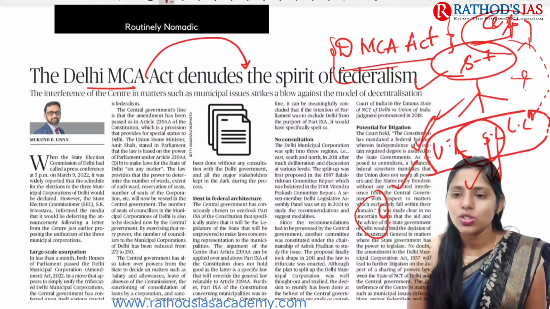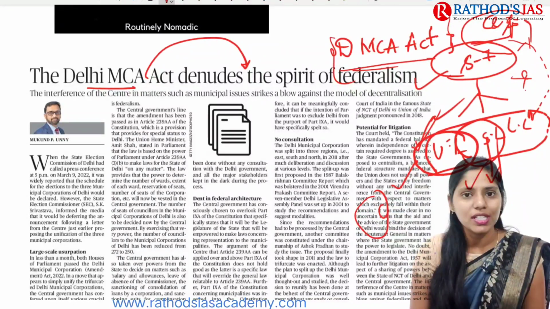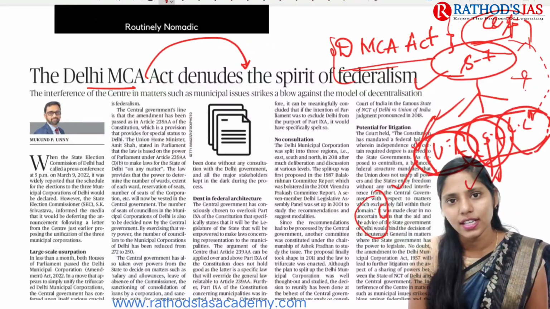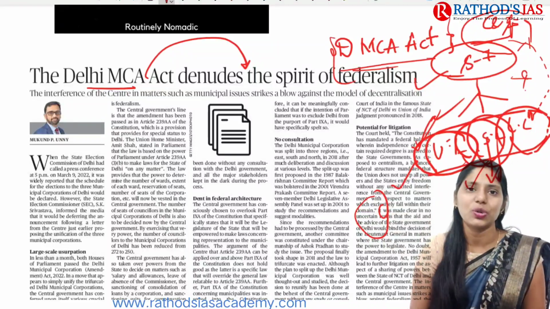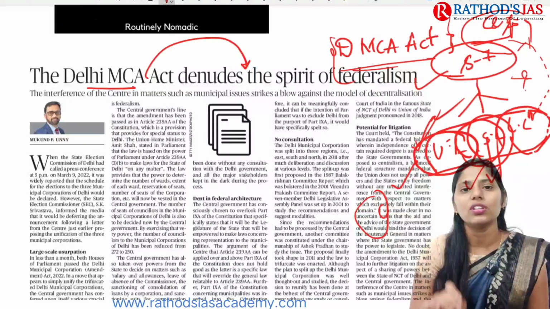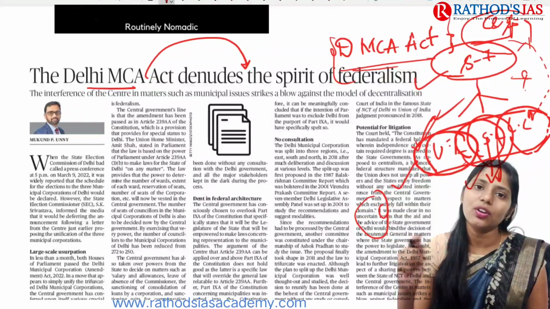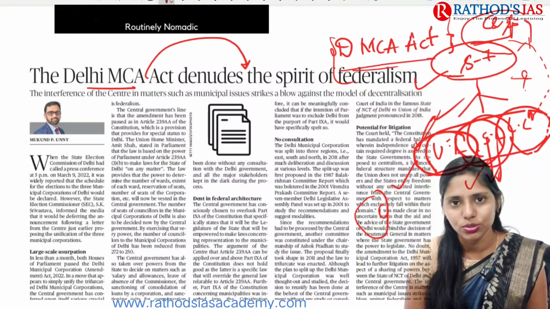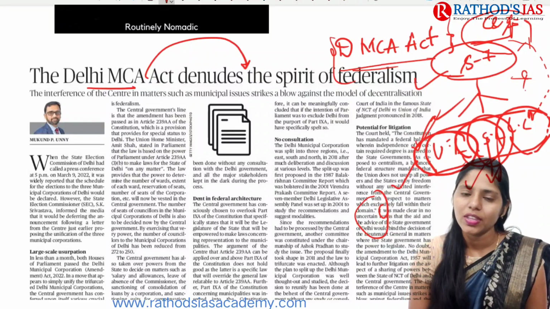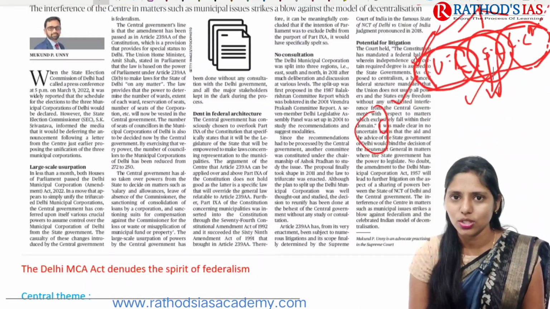Let me know in the comment box how many subjects are present in the union list, the state list and the concurrent list. Okay, so this is your first homework. Now let us see what this act is and what the key features of this act are, and later on we are going to see what the issues will be. Then you can understand how it denotes the spirit of federalism. So this is a brief introduction regarding this topic.